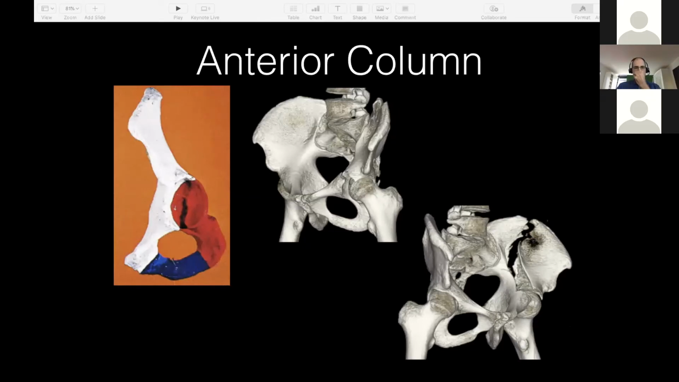An anterior column, on this pelvic model here, is what you see in white, and we're looking at it both on an obturator oblique and an iliac oblique here, and you can see what an anterior column fracture looks like. It's comprised of the proximal aspect of the pubic ramus. It includes the anterior wall and the iliac crest, and we have what are called both low and high anterior column fractures, depending on whether they exit above or below the ASIS.